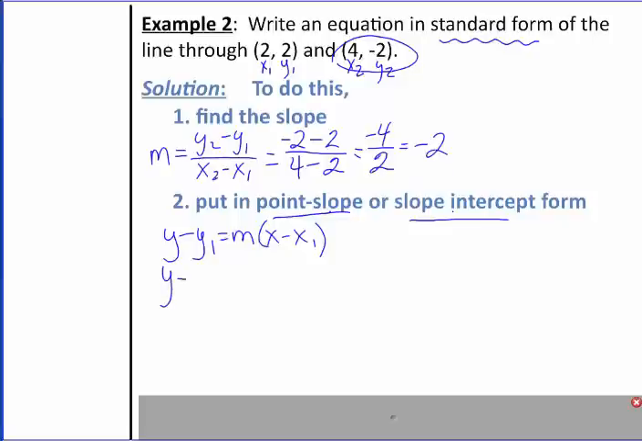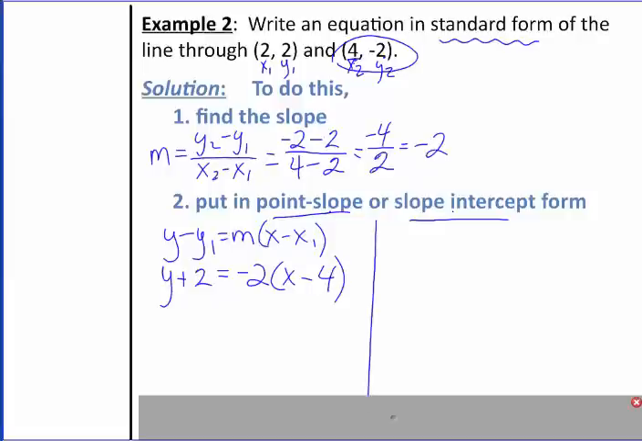So y minus y1 is a negative, or the y is a -2. So I'm going to do a +2 there. The slope is -2. X minus x, the x that I'm using is the 4. And so that is my point slope equation.